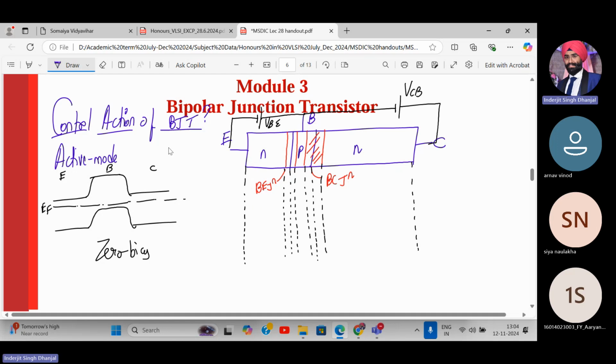Is VBE forward bias or reverse bias? Is it forward bias? Come on, yes or no? Is the base emitter junction forward bias or no? Yes, it is forward bias over here, as you can see from the connection. That's what I'm asking.